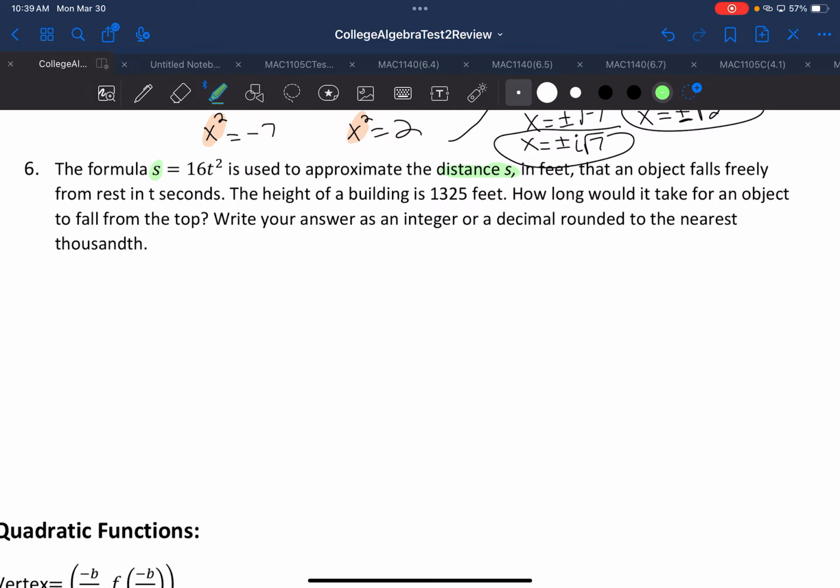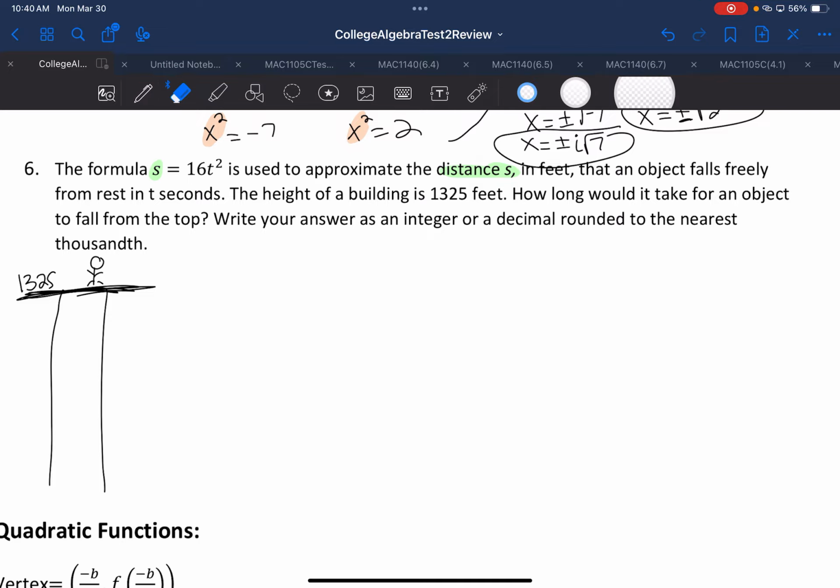And then they tell me the height of a building is 1,325 feet. So they're standing at a building. Here's my building that this person's standing at, and the height is 1,325 feet. That's how high it is from the ground. How long would it take for that object to fall from the top? So they're going to drop the object, and it's going to drop down to the bottom.